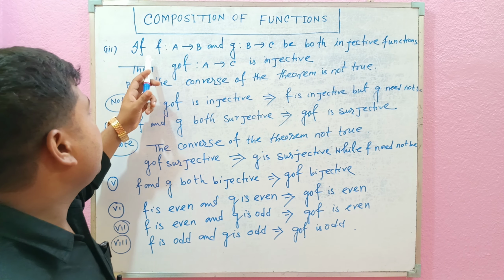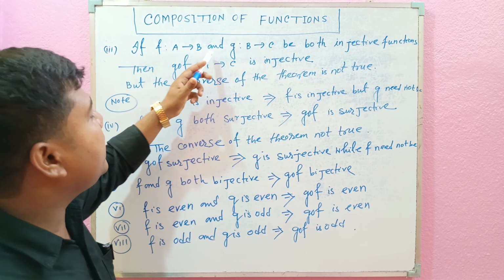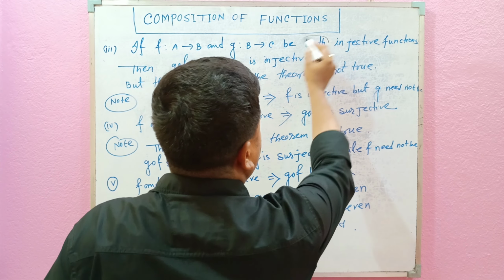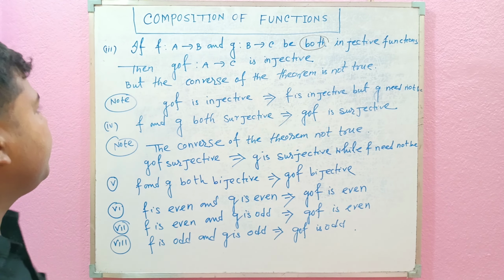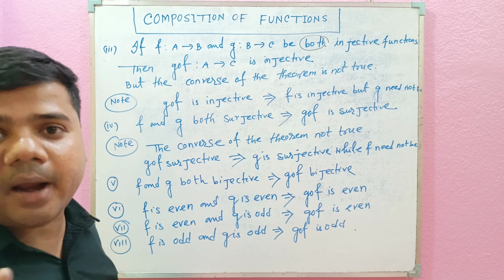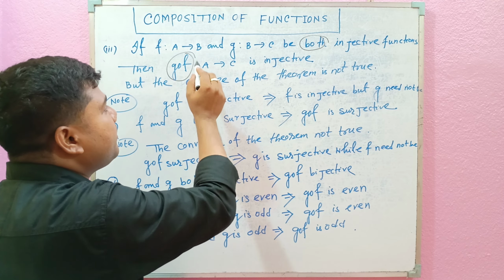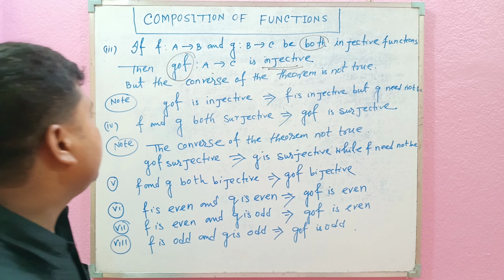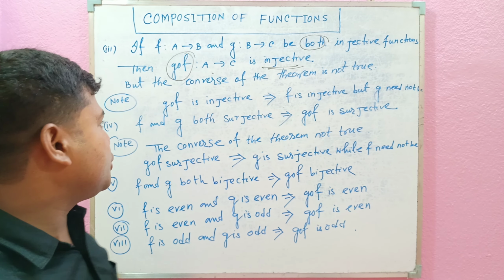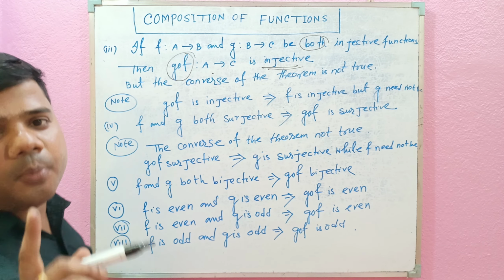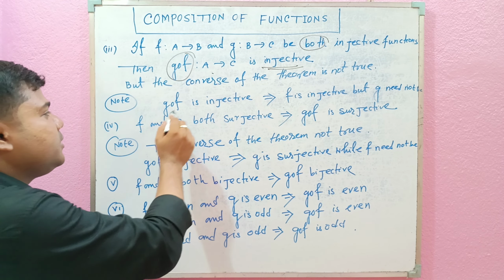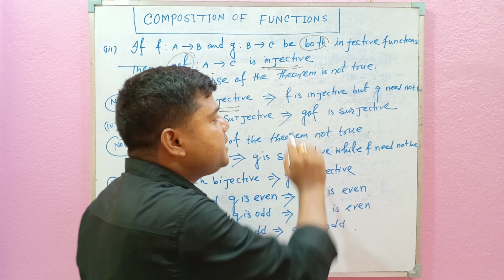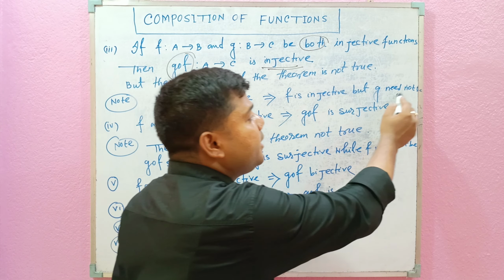Next, if f maps A to B and g maps B to C are both injective functions, then the composition g compose f maps A to C and is injective. But the converse of the theorem is not true. Here one point is to be noted: if g compose f is injective, then f is injective while g need not be.